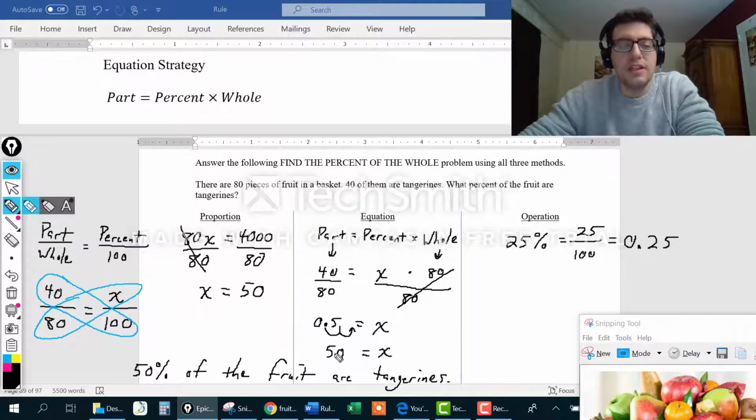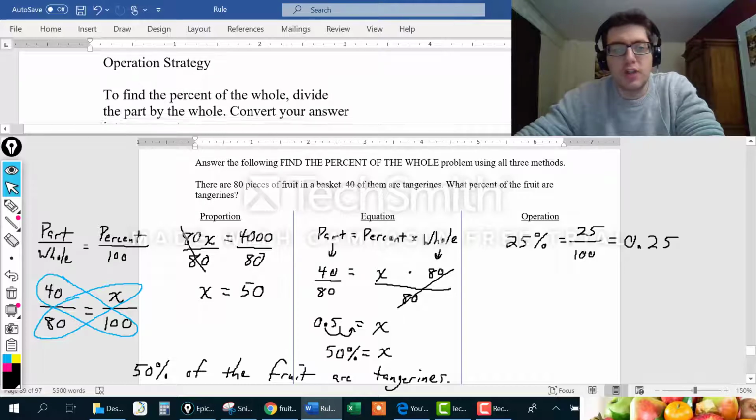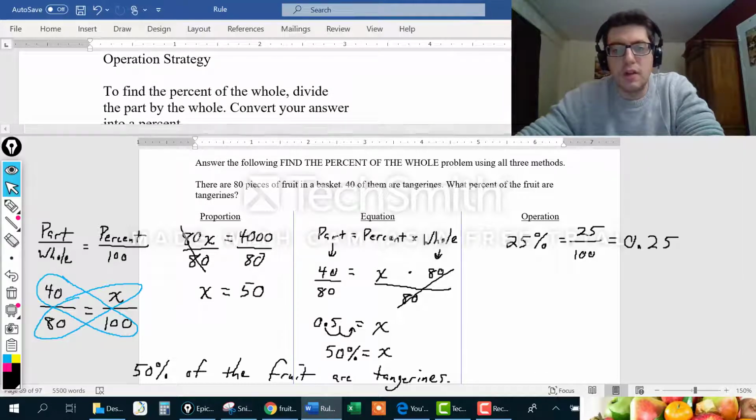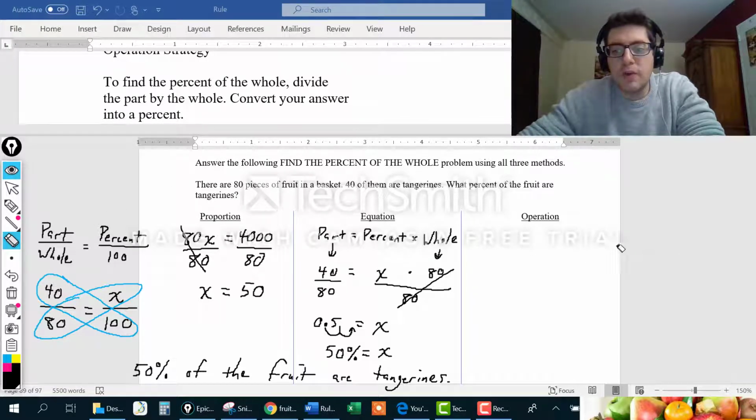So I have X equals 50%. 0.5 is not equal to 50. 0.5 is equal to 50%. Okay, so again, I get the same answer that I got before. All right, and now let's do the final strategy, which is the operation strategy. This is not the operation strategy over here. This is just me explaining, hopefully, that to convert a percent into a decimal, you move the decimal point 2 spaces to the left. To convert a decimal into a percent, you move the decimal point 2 spaces to the right. All right, now let's use the operation strategy.